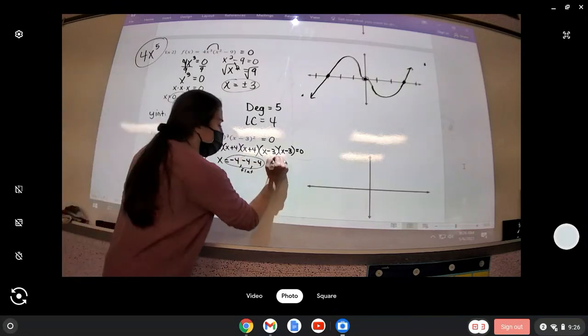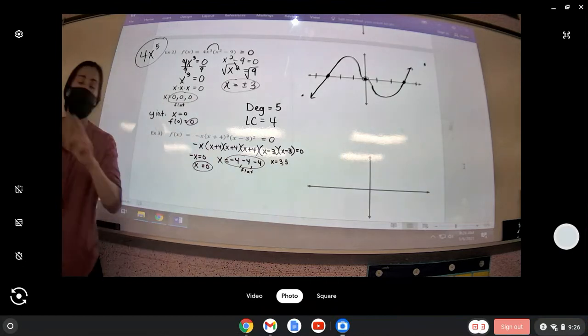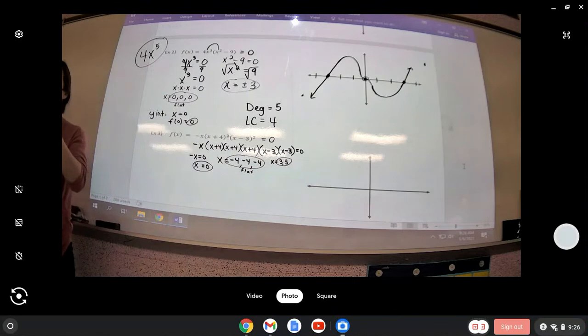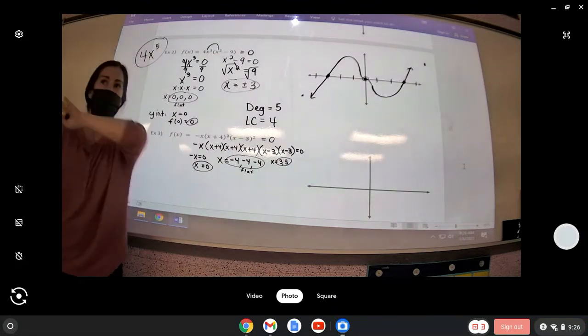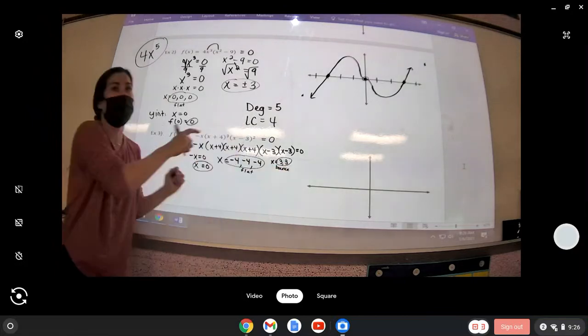All right, and then I'm going to get x equals 3 and x equals 3. He repeated 2 times. That's a big deal. That means he has even multiplicity, and the graph will only bounce at this x-intercept. It'll just touch it, but not cross over. So I'm going to make a note. That's a bounce. That ain't no cross.